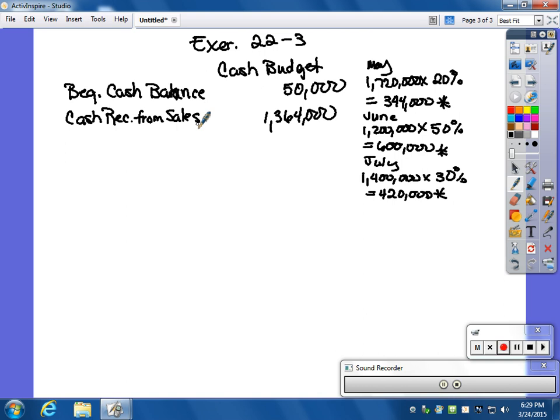Now at this point, we add these to get what? The total cash available. How much is it? Do I have that right? 1,414,000. And now we've done our cash receipts. Now we need to do what? Disbursements.